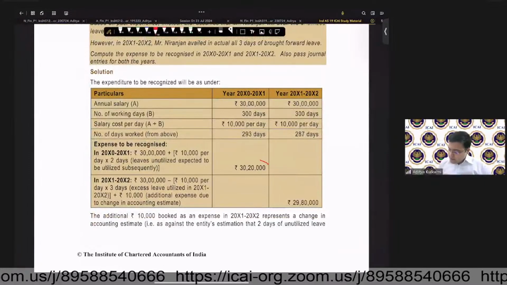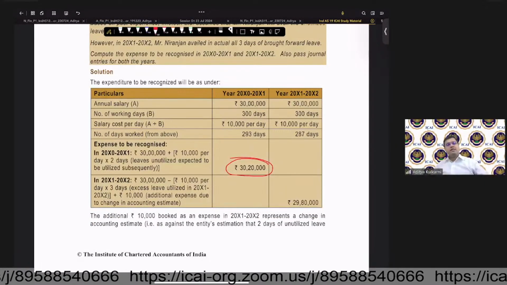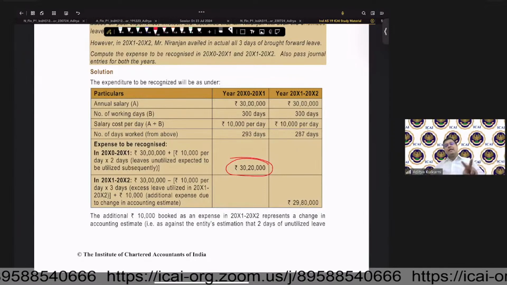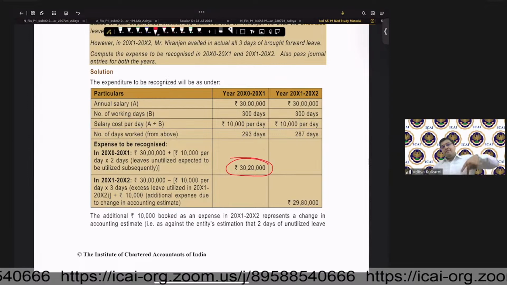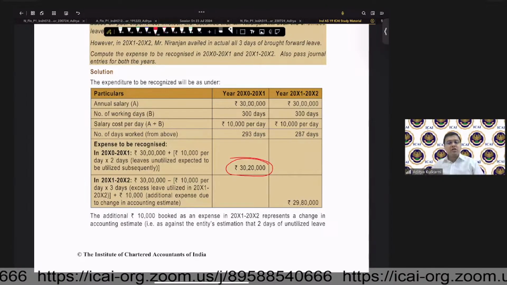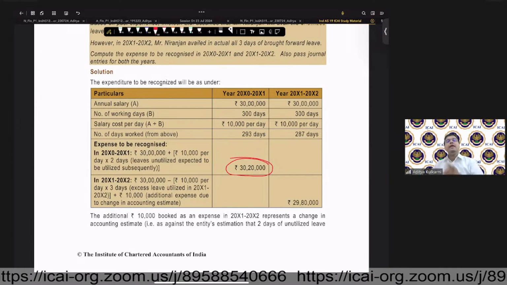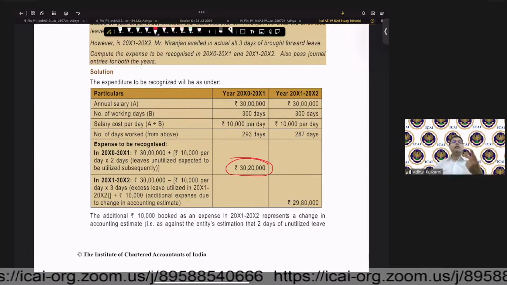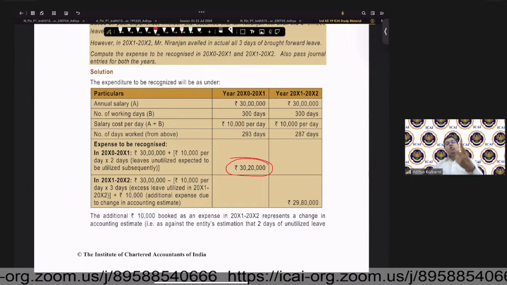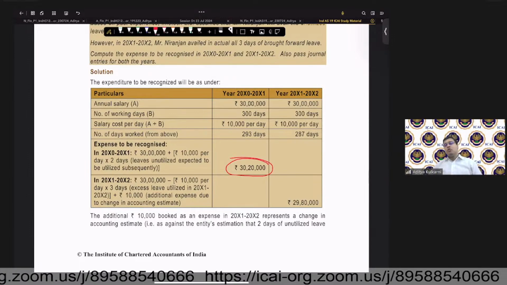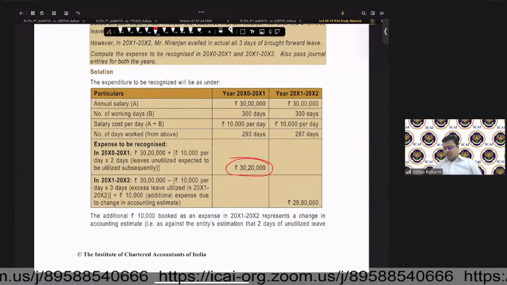Well, first year, I will book an expense of 30 lakh 20,000. 30 lakhs base value. He came for 3 extra days, but he will avail a leave of only 2 days in the future. So I will book an expense and record a provision for leave encashment in the future of only 2 days. So 2 into 10,000, that is 20,000.